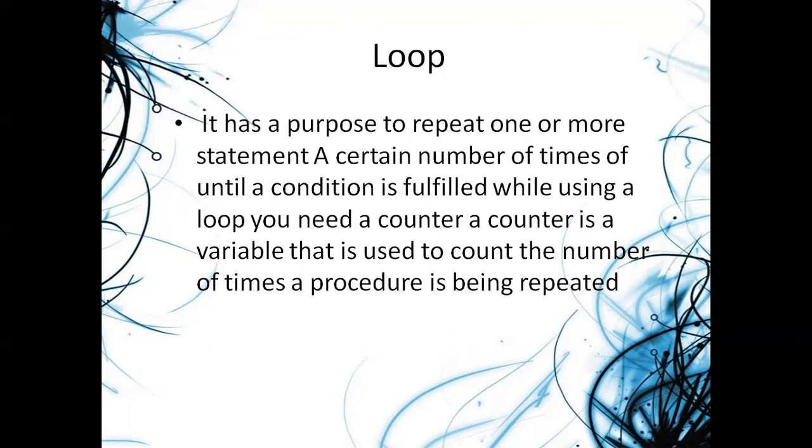What is a loop? It has a purpose to repeat one or more statements a certain number of times, or until a condition is fulfilled. While using a loop, you need a counter. A counter is a variable that is used to count the number of times a procedure is being repeated. So loop means if in any program you want to repeat a particular task until you meet a condition.